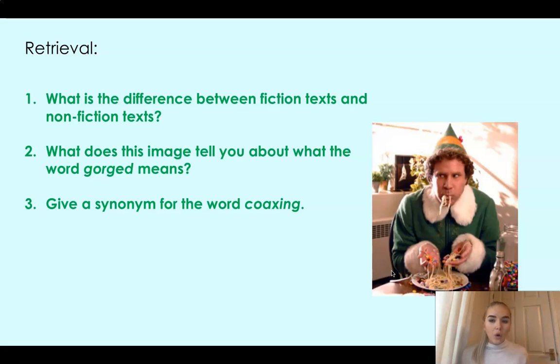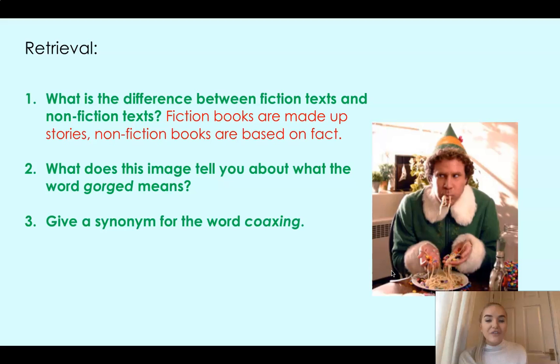Okay, so what is the difference between fiction texts and non-fiction texts? Do you remember from yesterday? Fiction books are made up stories and non-fiction books are based on fact. Well done if you remember that. Question number 2, what does this image tell you about what the word gorged means? Oh, well, gorge, you can see this man is eating greedily. That is exactly what gorged means.